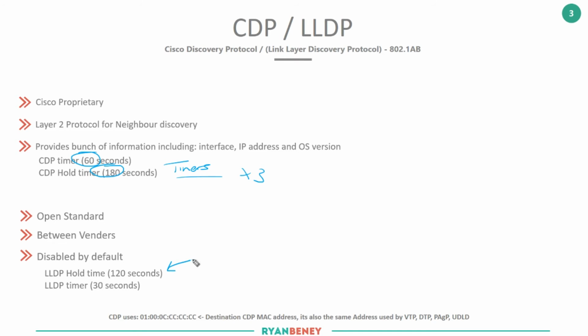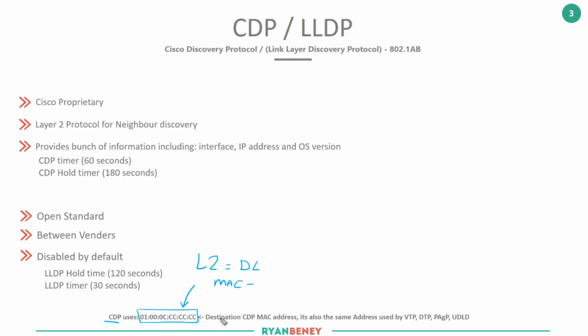Same is true with LLDP. They're sent out every 30 seconds and the hold down timer is 120 seconds. Now I've also got a comment down the bottom here that says CDP uses, and I've got this address. Hopefully by looking at that address, you're able to identify what address that is and what layer of the OSI model you would expect to see that. So that'd be at layer 2, which is the data link layer, and this is a MAC address.